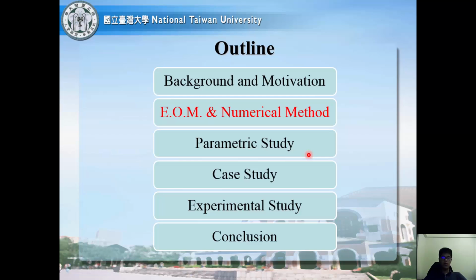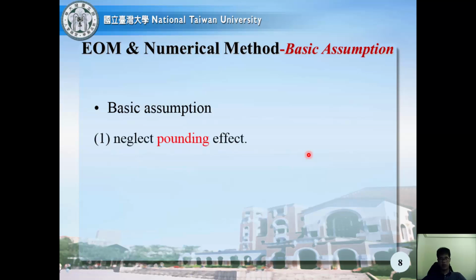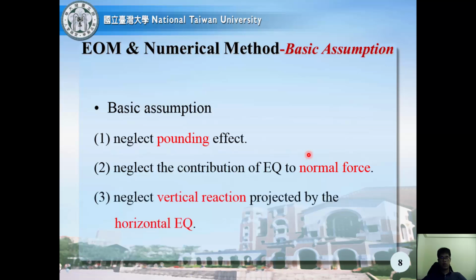Here I'm going to move on to the derivation of our system. Before we start our derivation and further discussion, here are a few basic assumptions, due to the small inclination angle. The first is that we neglect the pounding effect during the sliding motion. The second is that we neglect the contribution of the earthquake toward the normal force. And the third is that we neglect the vertical reaction projected by the horizontal earthquake.